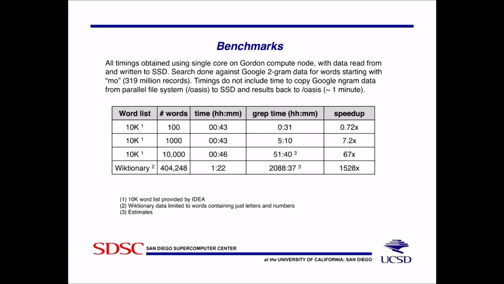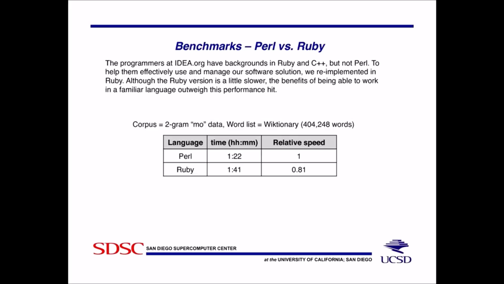When we scale up to 10,000 words, in this case, I didn't actually do the full run using grep. It would have just been too time-consuming and expensive. But assuming that it continues to scale linearly with the number of words, we're now looking at about a 67x speed up.